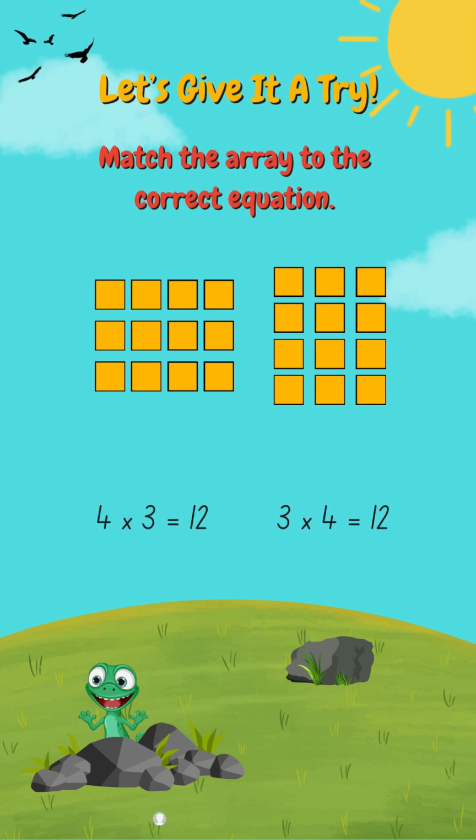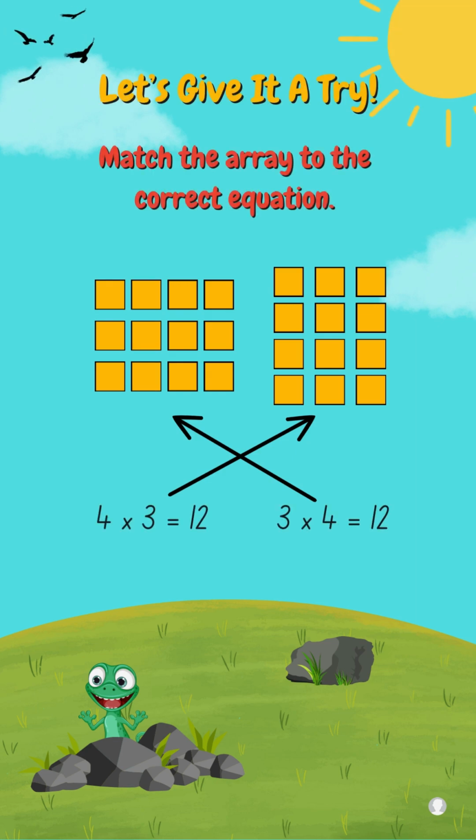Alright everyone, let's practice matching arrays to the correct equations. We have 2 equations. 4 times 3 equals 12 and 3 times 4 equals 12. Both give us the same product, but they look a little different. Let's see how we can tell them apart by looking at the arrays.